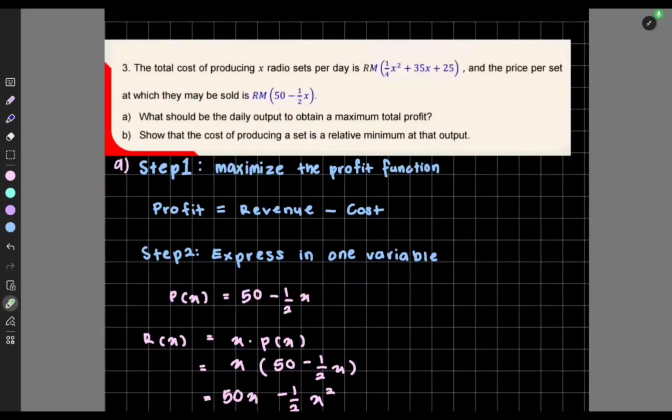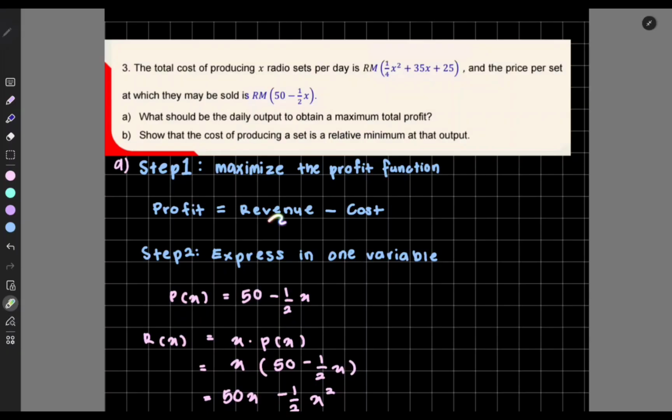For question number 3, the question is: the total cost of producing x ratio sets per day is Rm (1/4)x² + 35x + 25, and the price per set at which they may be sold is Rm (50 − (1/2)x). Question A, what should be the daily output to obtain the maximum total profit?